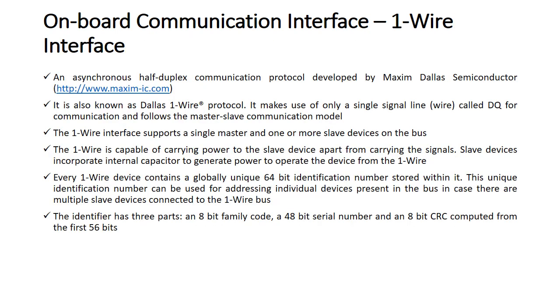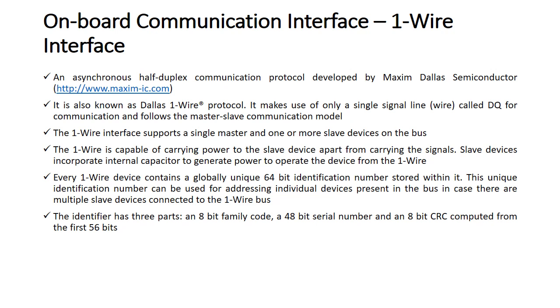Next we have the one wire interface, an asynchronous half duplex communication protocol developed by Maxim Dallas Semiconductor. This one wire interface, which is one of the onboard communication interfaces, is also known as the Dallas one wire protocol. It makes use of only a single signal line called DQ for communication and follows the master-slave communication protocol. The one-wire interface supports a single master and one or more slave devices on the bus.